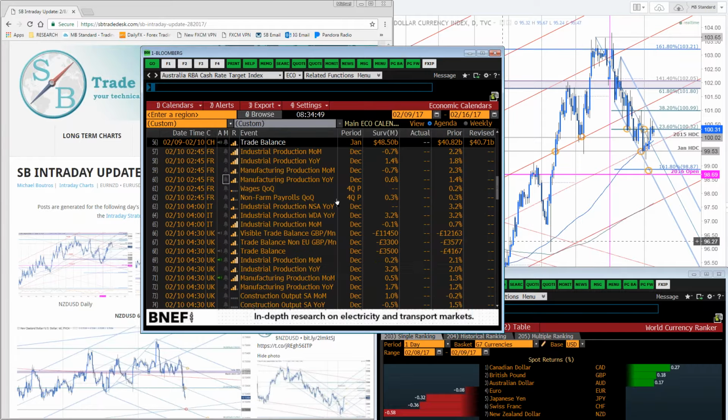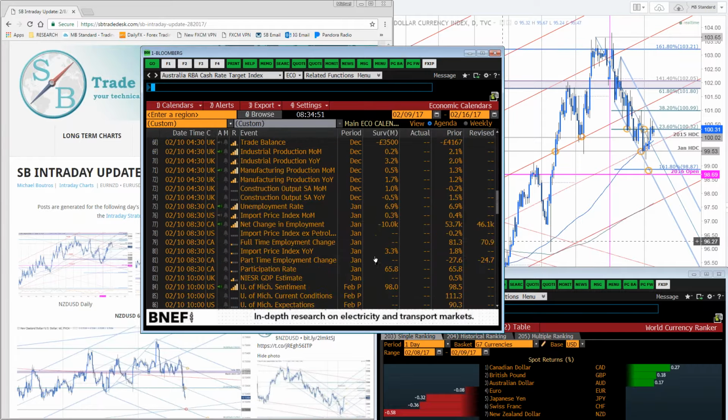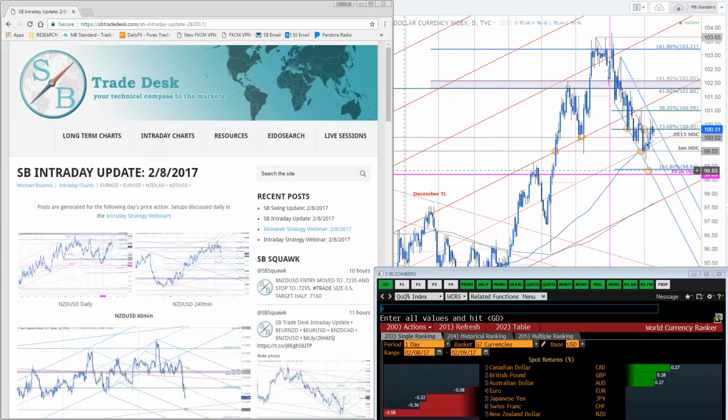Heading into tomorrow, obviously, we'll go over the CAD data that's on tap with the employment numbers, but we will get to that in a moment. So let's jump right into the charts. Here's the dollar index performance as we head into the U.S. markets. You can see the CAD is the biggest performer at 0.25%. That drew dollar CAD lower into the support structure that we were talking about last night. So I am looking for support here in dollar CAD, possible re-entry back on the long side. We'll go over that chart in a moment.